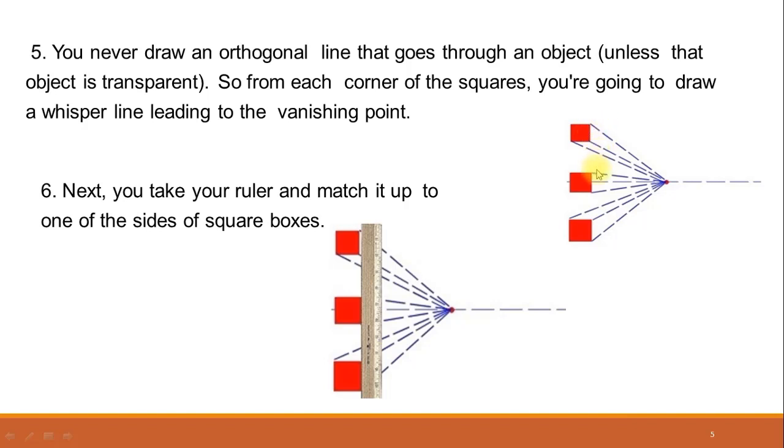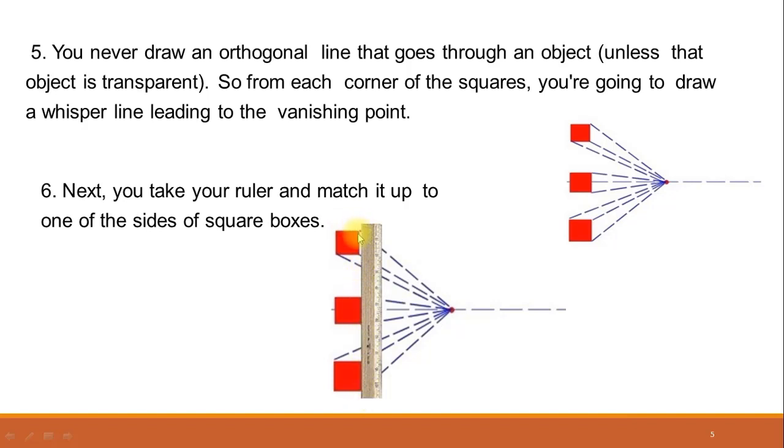Similarly, draw orthogonal lines for this square box. Join this corner to the vanishing point, also this center to the vanishing point, and this corner to the vanishing point. Similarly, join these three corners to this vanishing point, and then take your ruler and match it up to one of the sides of the square box, like you see here.